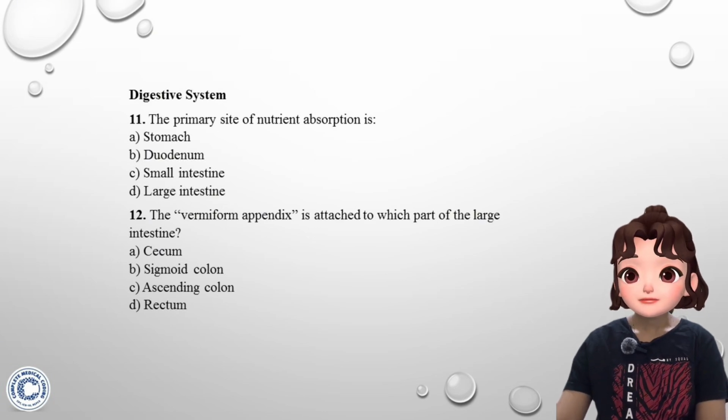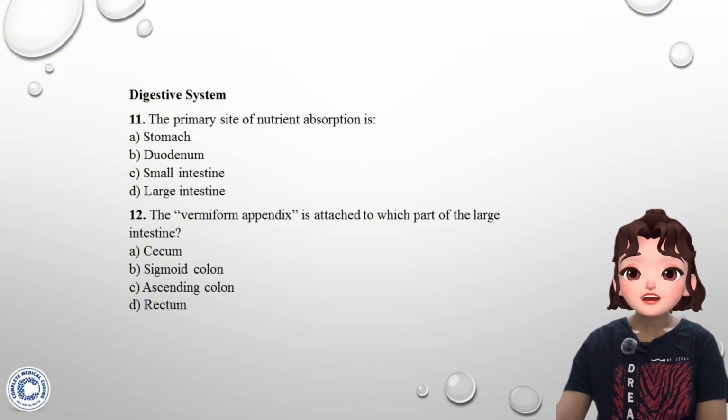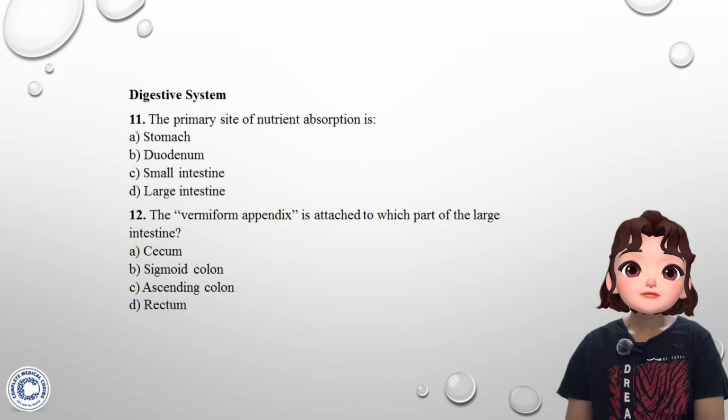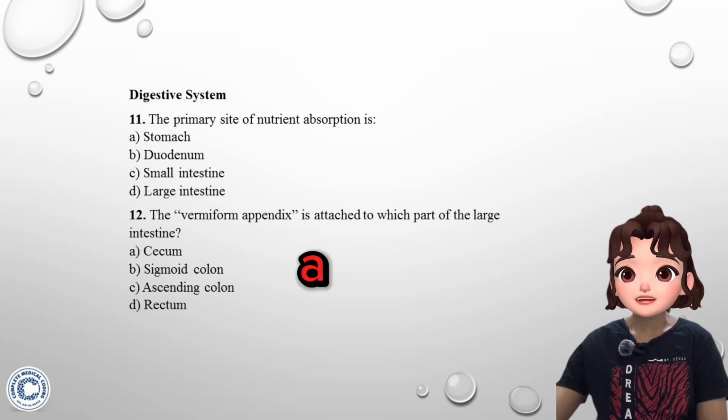Now 12th question. The vermiform appendix is attached to which part of the large intestine? Cecum, sigmoid colon, ascending colon, rectum. What is the answer? Vermiform appendix is attached to cecum. Option A, cecum is the answer.